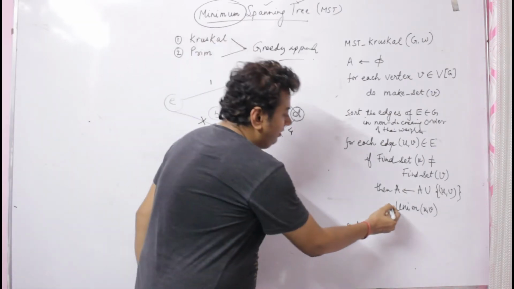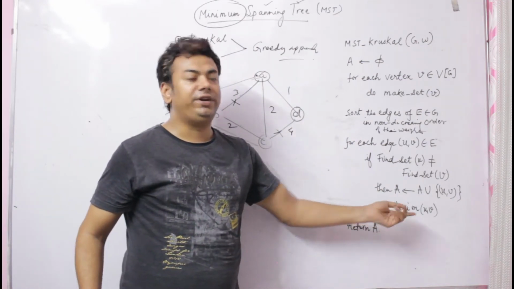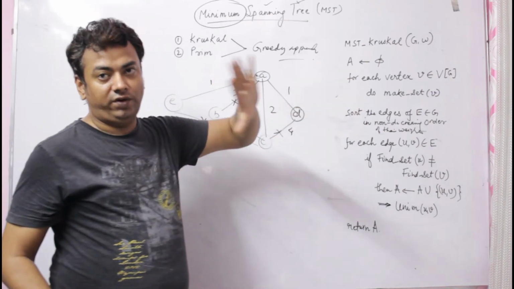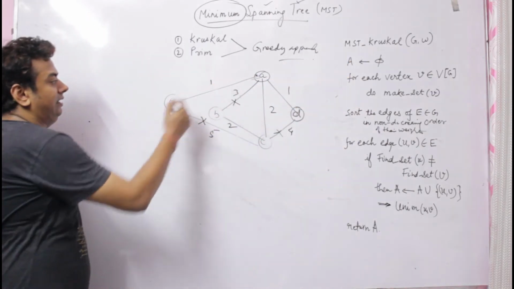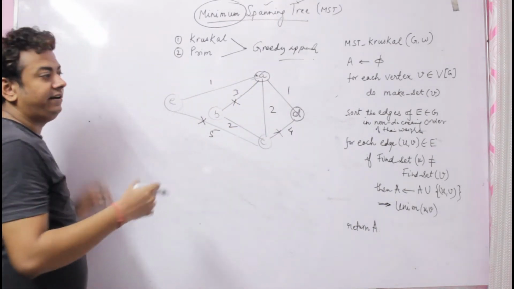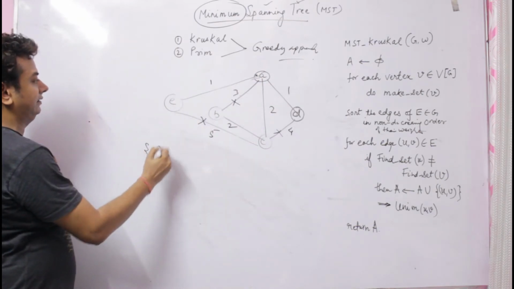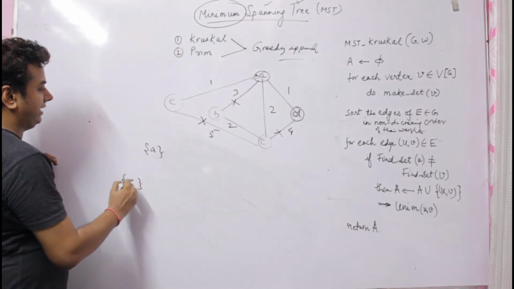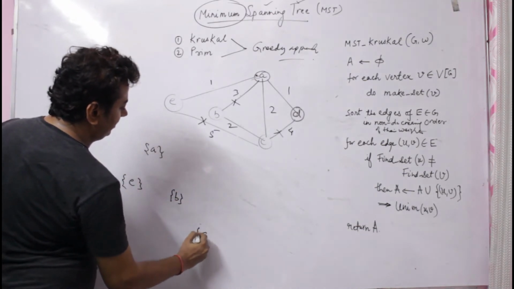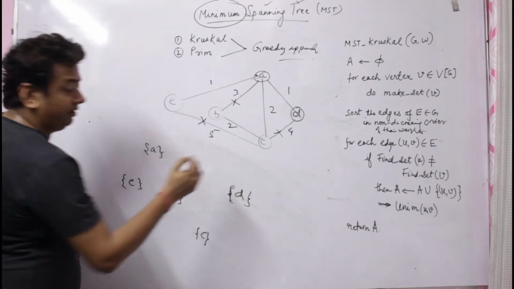So the improvement part is in this union. So we do make set. What do we do in make set? We pick up each of these vertices and treat each as one set. So this is one set A, E is another set, B is another set, C another set, and D another set.